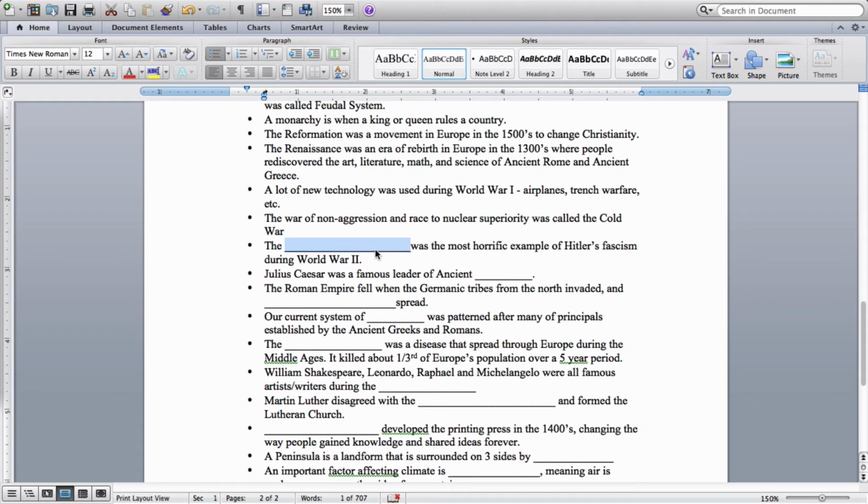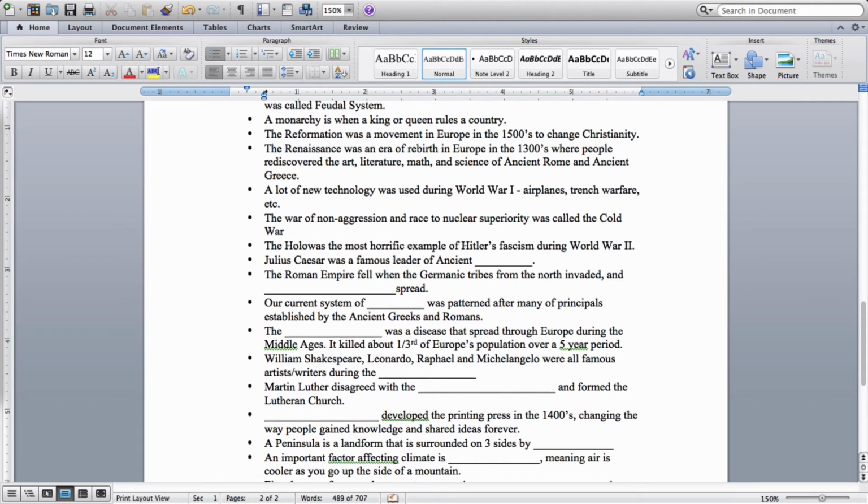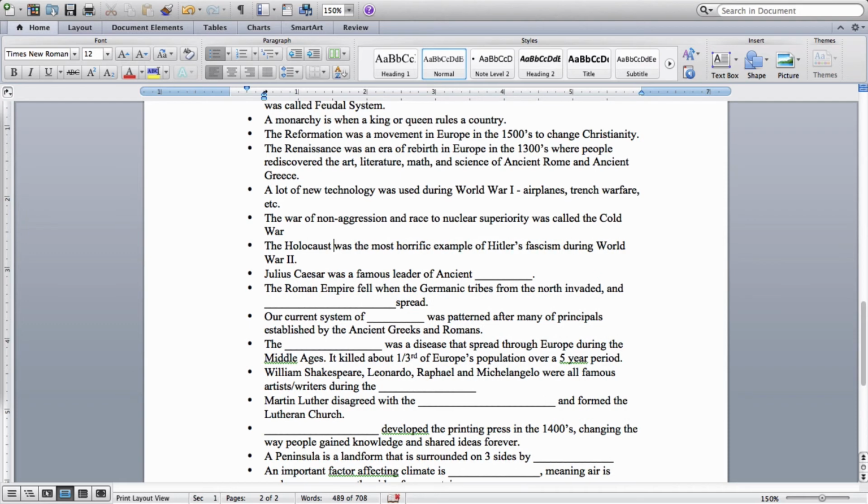Next one, the Holocaust, was a horrific example of Hitler's fascism during World War II, where he put many, many Jewish people to death. Julius Caesar was a famous leader of ancient Rome. The Roman Empire fell when the Germanic tribes of the north invaded and Christianity spread.